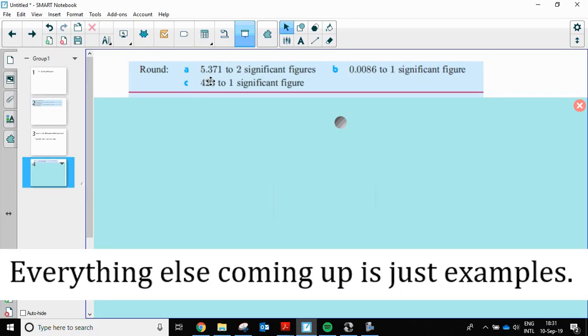In this first problem, we're going to take 5.371 and round it to 2 significant figures. We'll see what that looks like. Basically, we're going to start from the left, and we see it's 5.3. Those are the first 2 digits.